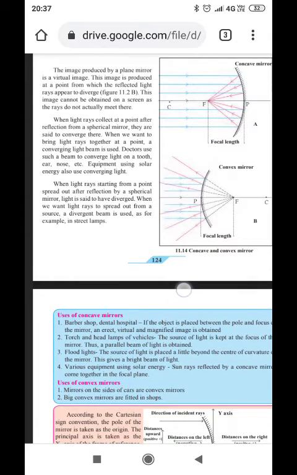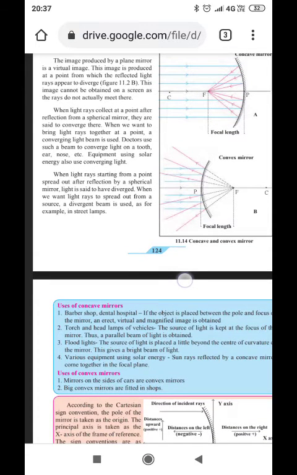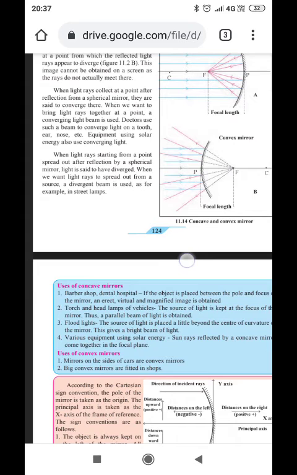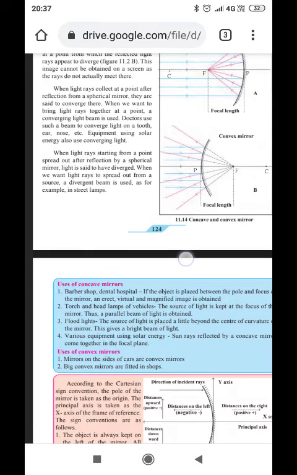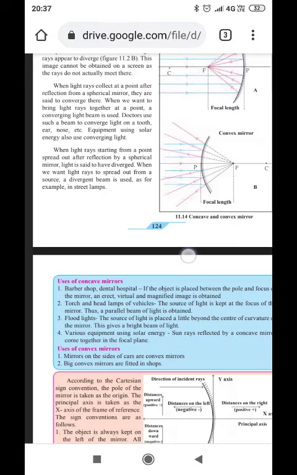When the light rays collect at a point after reflection from a spherical mirror, they are said to converge there. When we want to bring the light rays together at a point, a converging light beam is used. Doctors use such a beam to converge the light on a tooth, ear, nose, etc. Equipment using solar energy are also used for converging light.